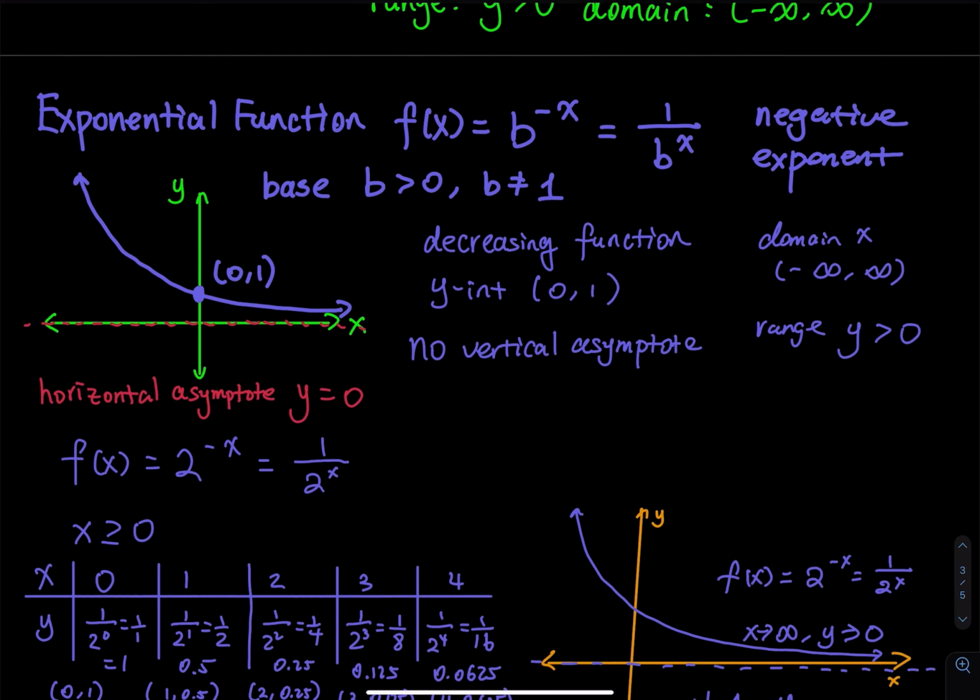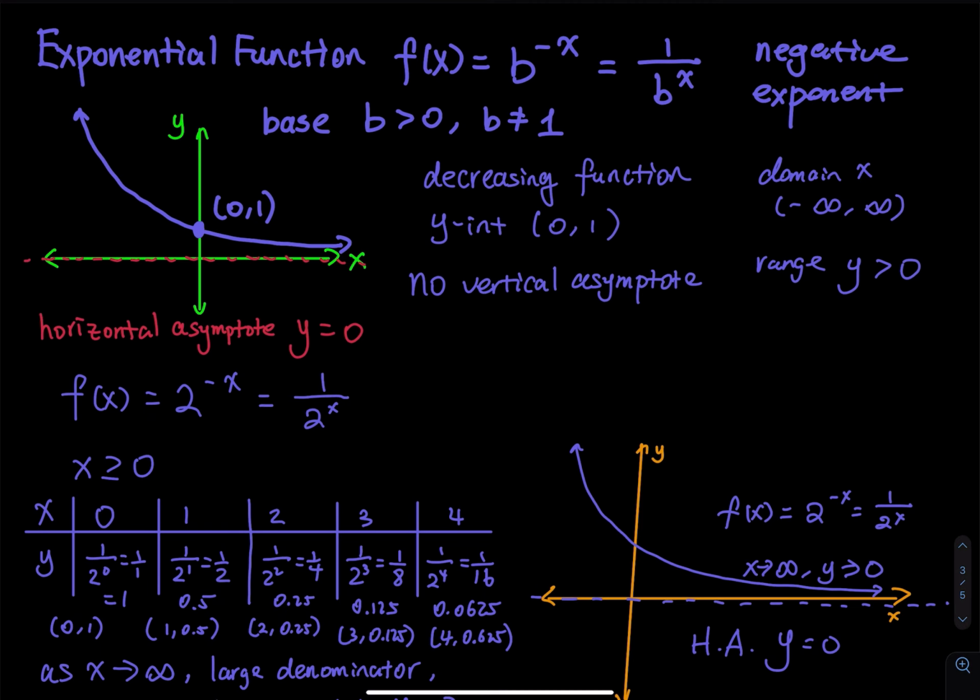All right, so let's take a look at this function, 2 to the negative x. This time I put a negative in front of the x, so using the negative exponent brings the 2 to the x down to the denominator. Let's test x equals 0 or bigger. So I test x equals 1 to 4 here.